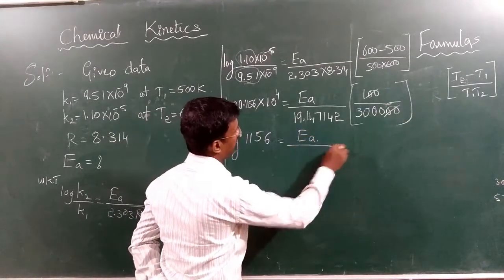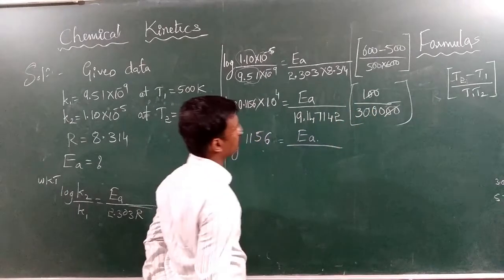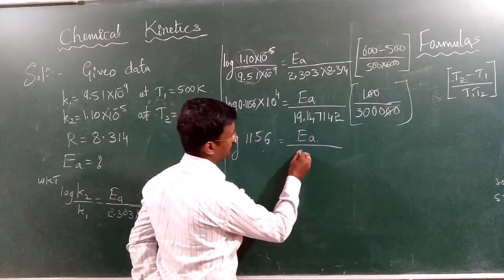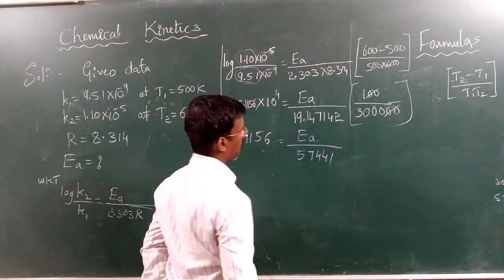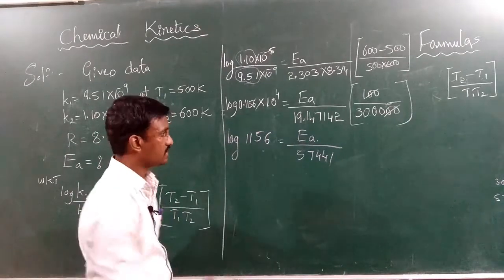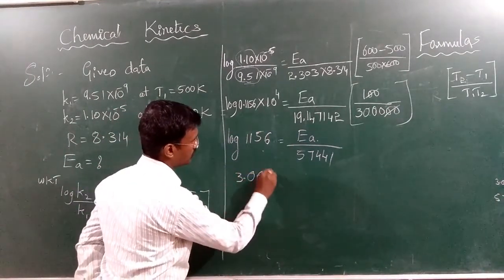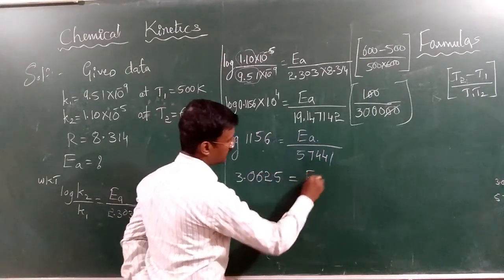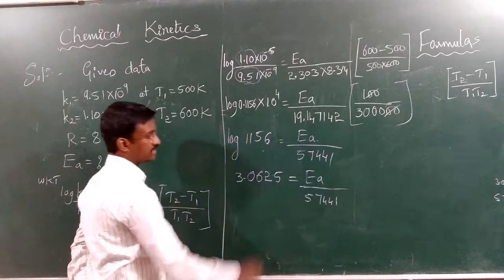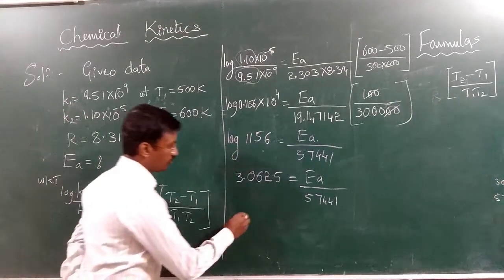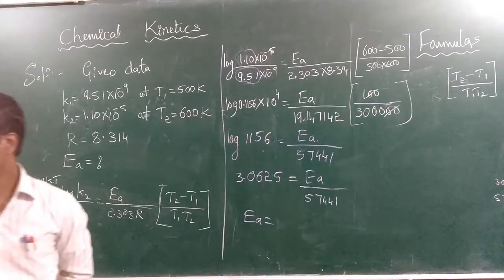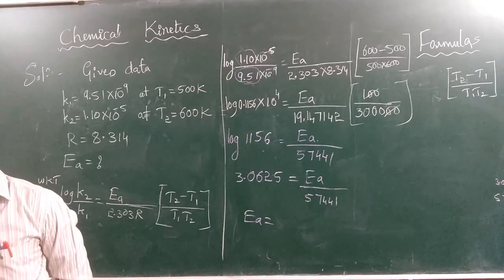Is equal to EA divided by, here it is 1 divided by 3000, 3000 into 19.147142. The value becomes 57,441. So the log of 1156 is 3.0625 is equal to, remaining as it is, EA divided by 57441. So we need EA value, therefore we will send this denominator to the left side. Therefore EA is equal to, by multiplying these two, we are going to get the final answer as 175936.